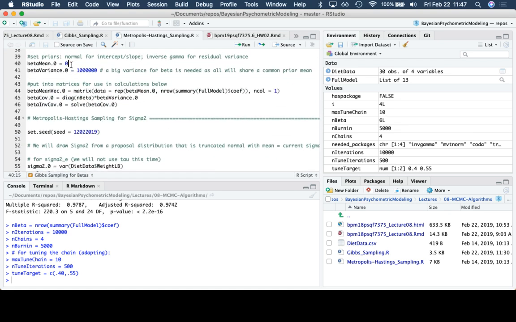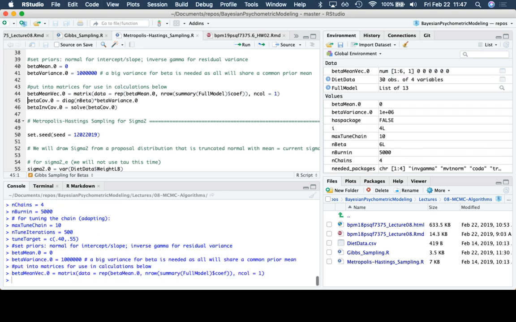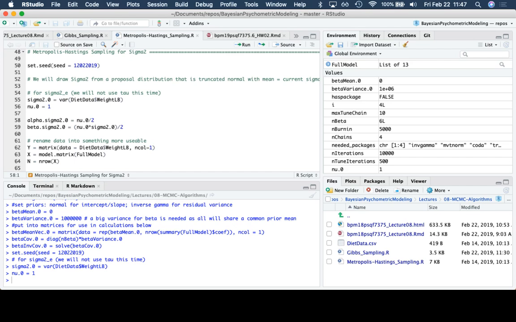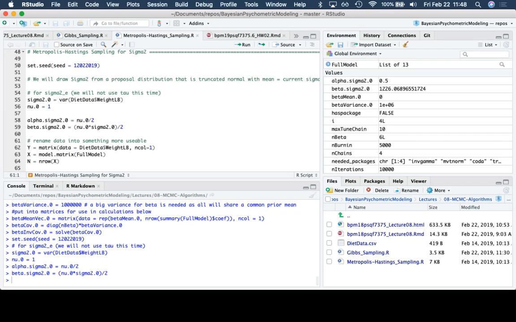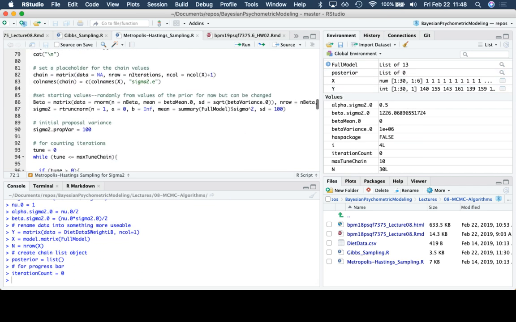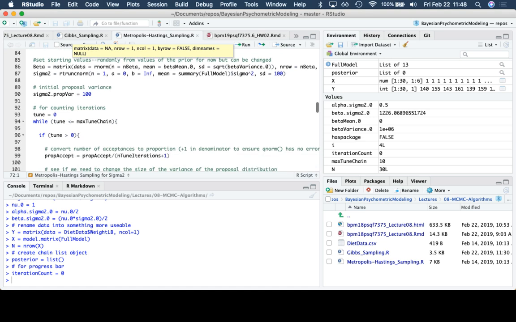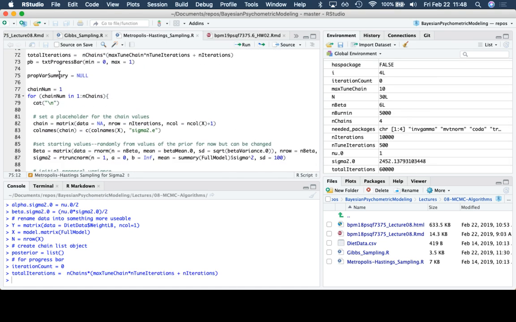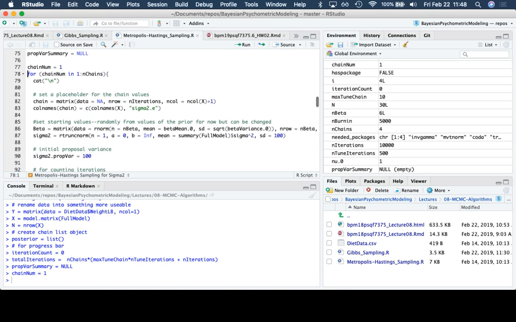So the priors are going to be the same, with the beta mean. Hey, I set the seed this time. And then sigma squared for our variance. We're not going to use tau. Let's see here. And actually, what I'm doing is for iterations we set. We're just going to try to do this. We're in chain number 1.